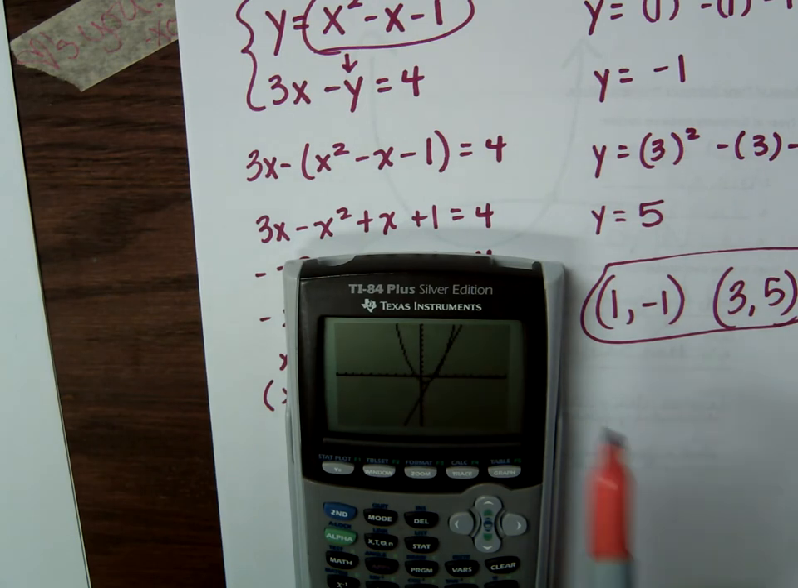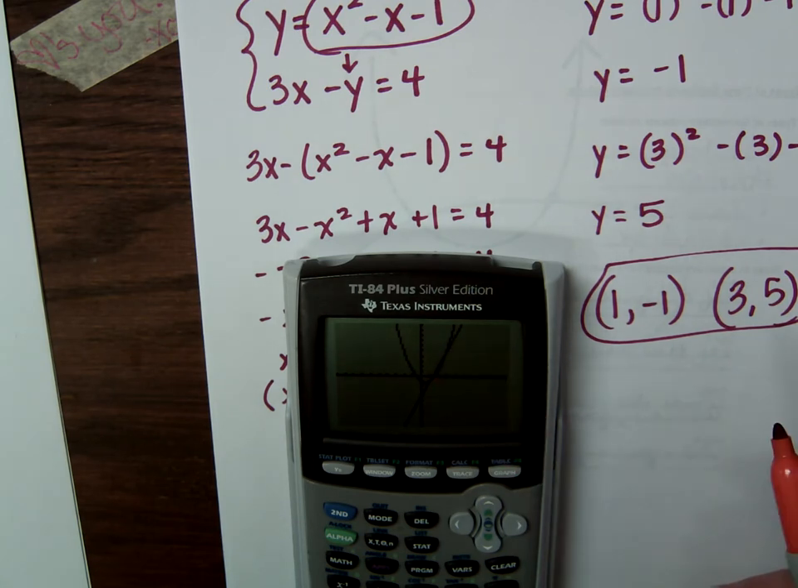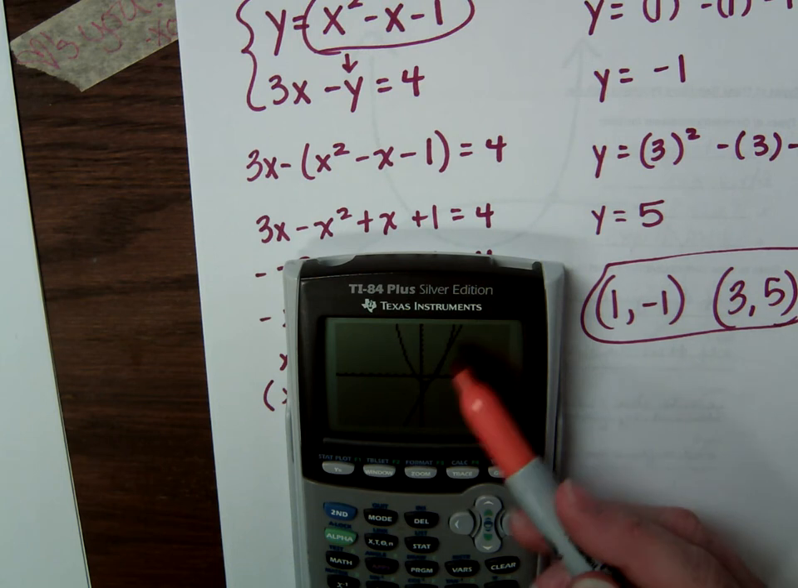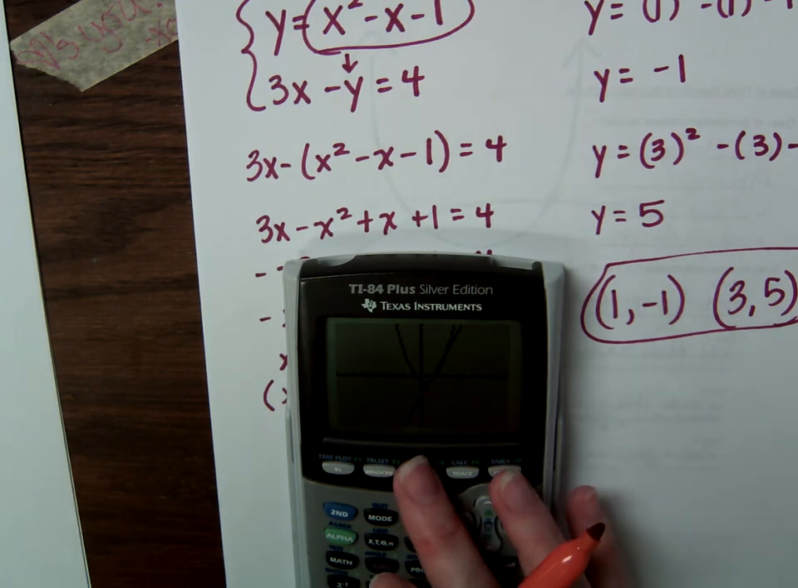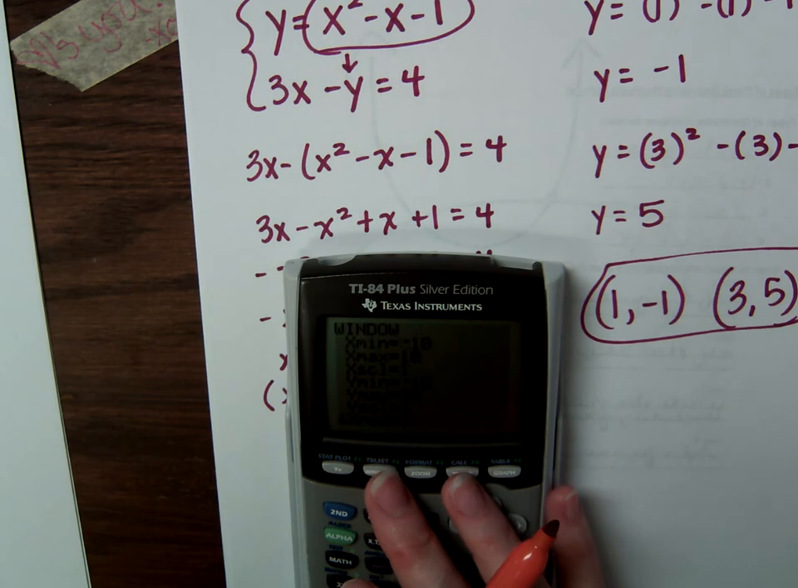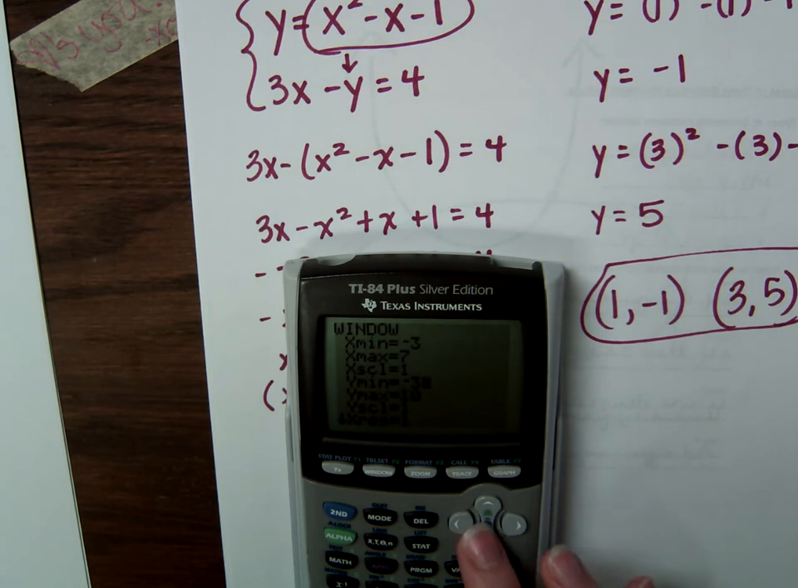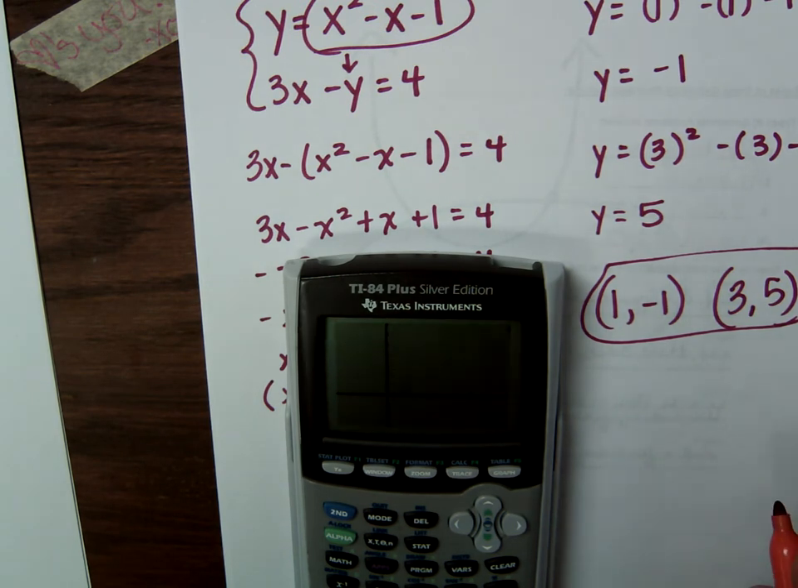Alright, so I can see they intersect 2 times right in here somewhere. I think I'm going to try to zoom in on that area. Let me adjust my window. I think I'll do an x minimum of -3. Maybe an x maximum of 7. Y minimum of -3 and 7. Now let's look at it.